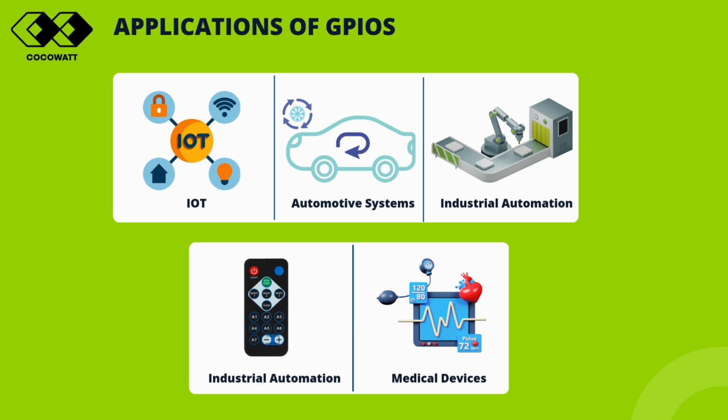Real world applications of GPIOs. In IoT devices, it will read sensor data such as temperature and humidity, and control actuators like fans and heaters. In automotive systems, it monitors switches like door locks and ignition, and it controls the headlamp motors. In industrial automation, it monitors machinery and controls the robotic arms. In consumer electronics, it reads buttons and also controls the LED and vibration motors. Medical devices read the sensor data and control indicators and alarms.